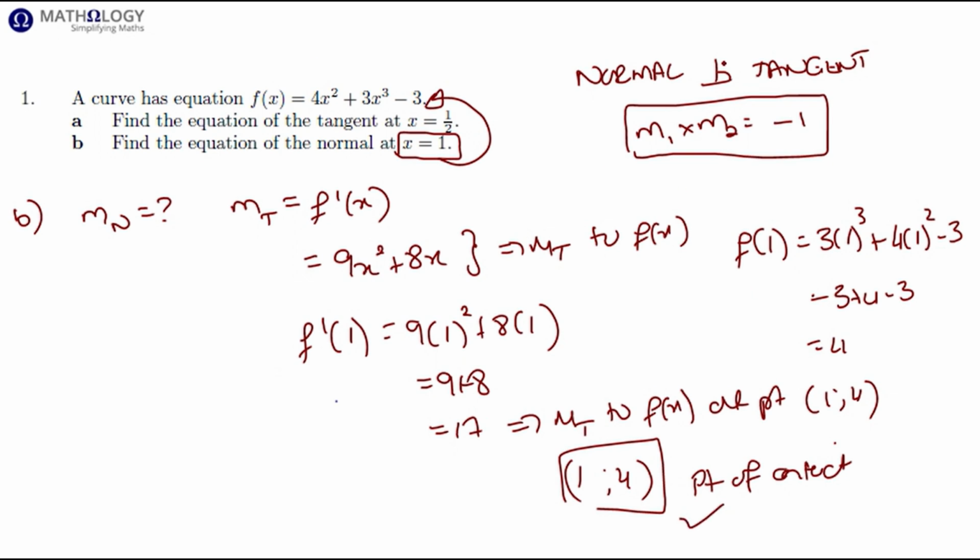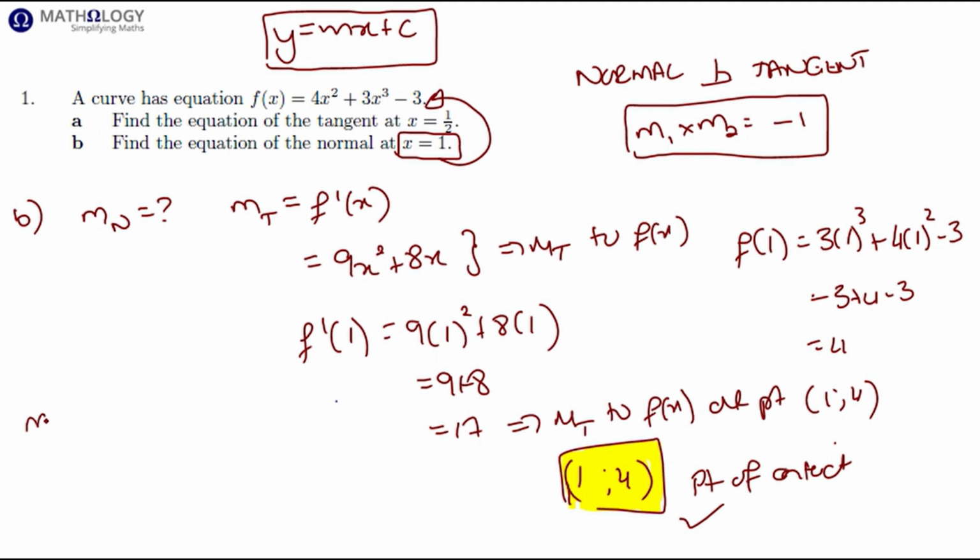Now recall that, again, a normal is a straight line that's perpendicular to a tangent. So again, to find the equation of a straight line, we're looking to find m, the gradient, and we need a point. Now we've got that point, the point of contact. We now just need to find the gradient of the normal. But before we find the gradient of the normal, we are first going to find the gradient of the tangent at the point of contact, which we know is 17.